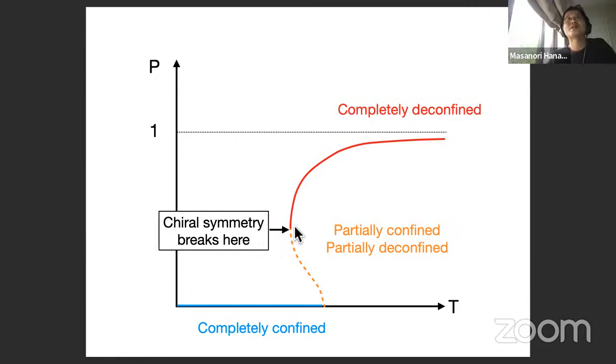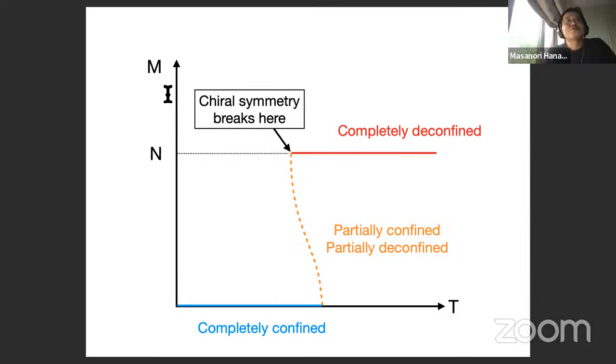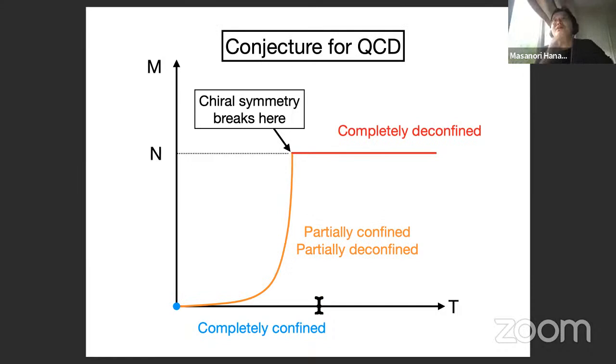And in terms of the size of the confined sector M, chiral symmetry breaking takes place here. And this is an unstable saddle in the case of pure Yang-Mills. This is what we confirmed numerically. In the case of QCD, we don't have an explicit result yet, but the natural conjecture is that at zero temperature the system is completely confined, and there is a partially deconfined phase, which is stable in real-world QCD. And then there is chiral symmetry breaking here.